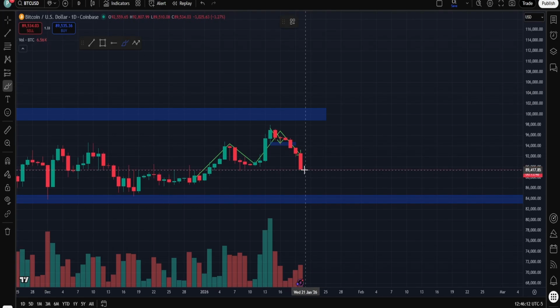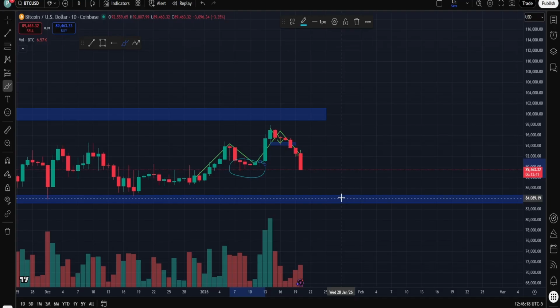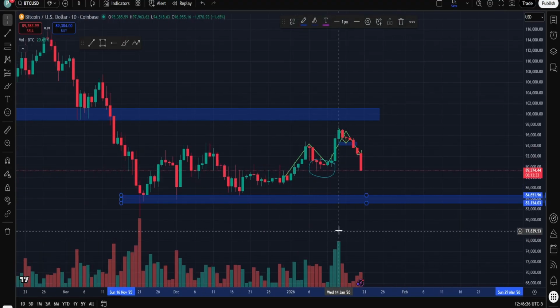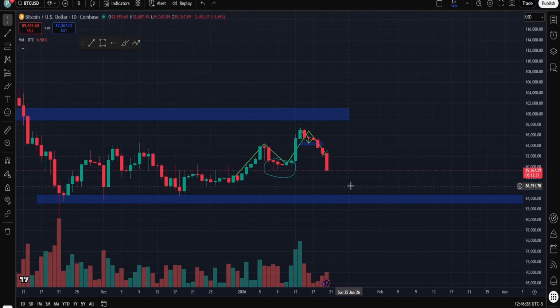But so far, we are seeing how it's very likely to be a lower low in comparison to where we had over here at 90K. We've already fallen below 90K. We're around this 89,000 level. And so what it does look like is that the target is aiming for this 84,000, this 83,000 area.